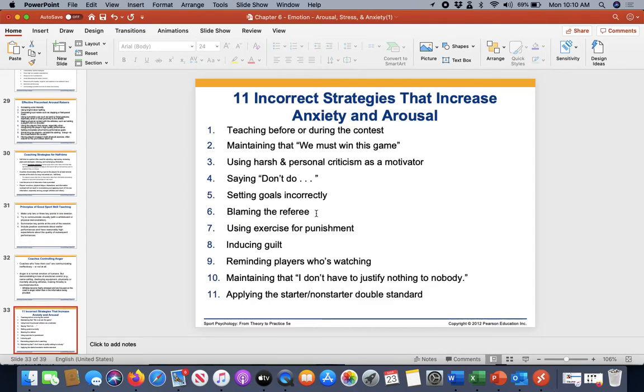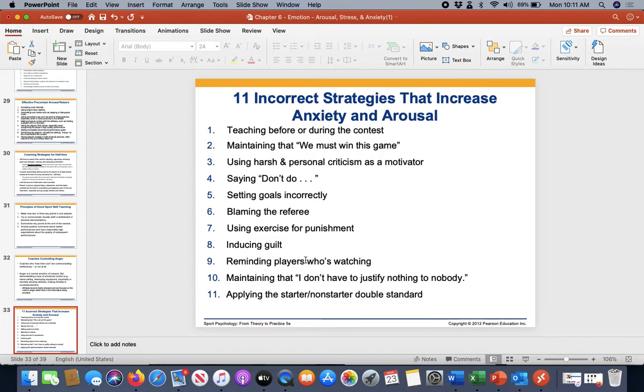So what are we talking about here? These are 11 different ways to incorrectly strategize. Don't say, we must win, making a really strong statement, we've got to win the game. Those are incorrect goals. Blaming the ref is very different from taking it out on the ref. I know it sounds weird, but if players feel like the team is being unjustly treated and the coach sticks up for them, that's different than blaming. But you can't blame them, especially after a game. Inducing guilt is never good.